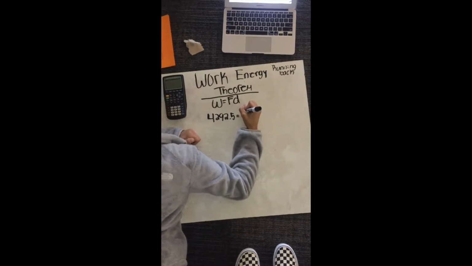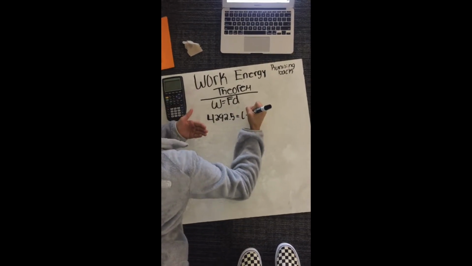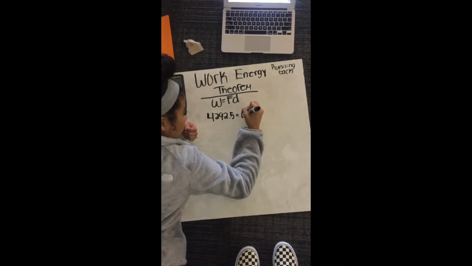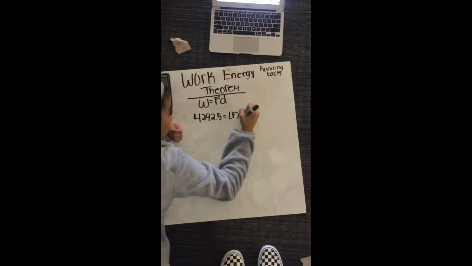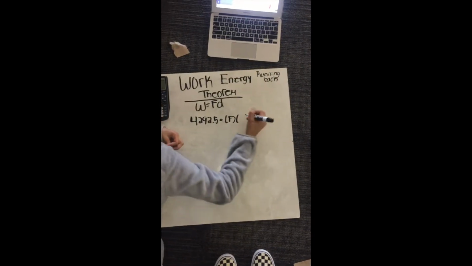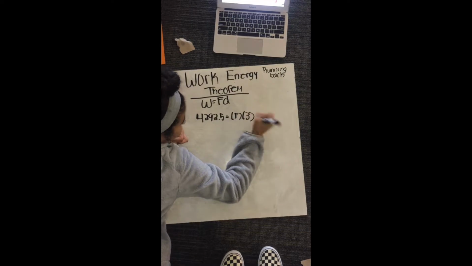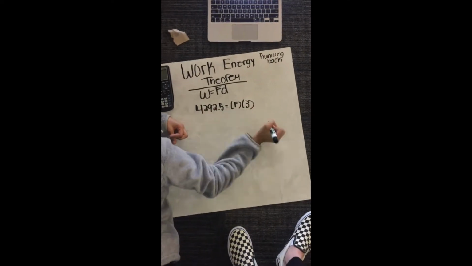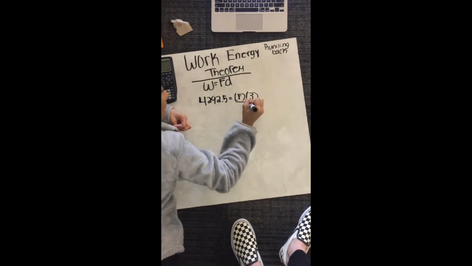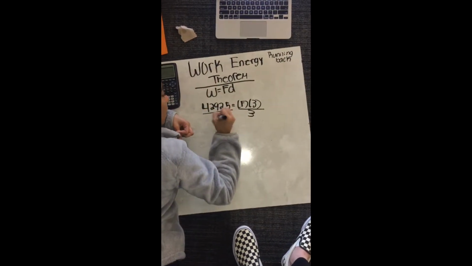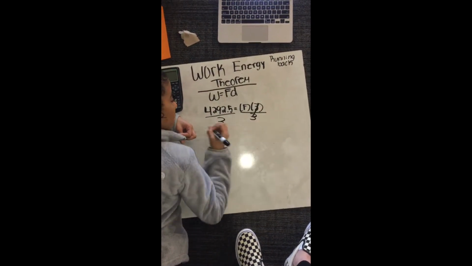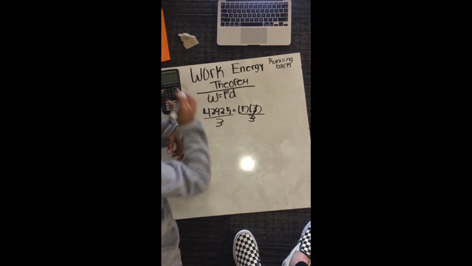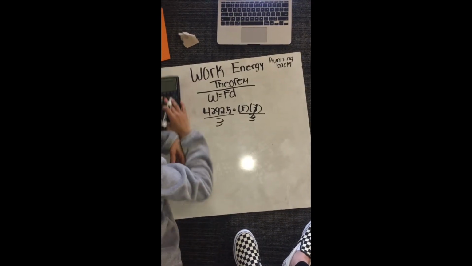4,292.5 equals force, which we don't know, so that's what we're looking for. And then our distance for the running back was 3. So in order to find that, you have to move the 3 over here to get the F by itself. So divide by 3 on both sides. That cancels out. And then you divide these two.